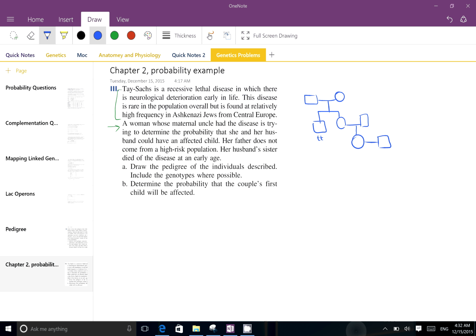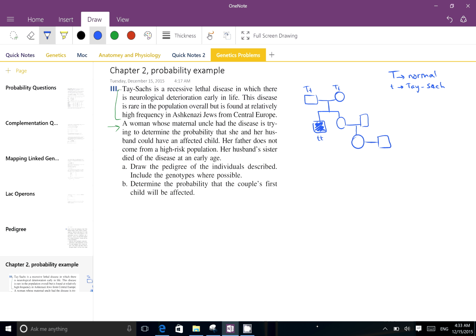And I forgot to mention my conventions. So T, which the book also uses: capital T is normal, and small t is the disease allele, since it's recessive. So the uncle has it. The grandparents don't have it, but they are heterozygous for the disease. They're carriers, both of them. That's why the uncle had it.